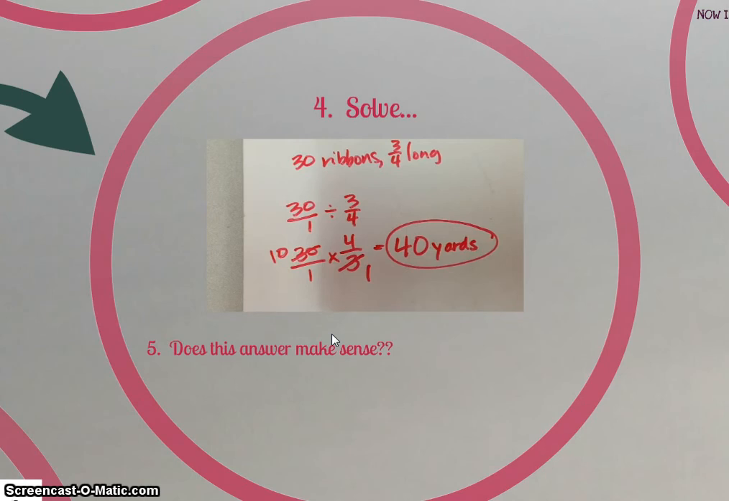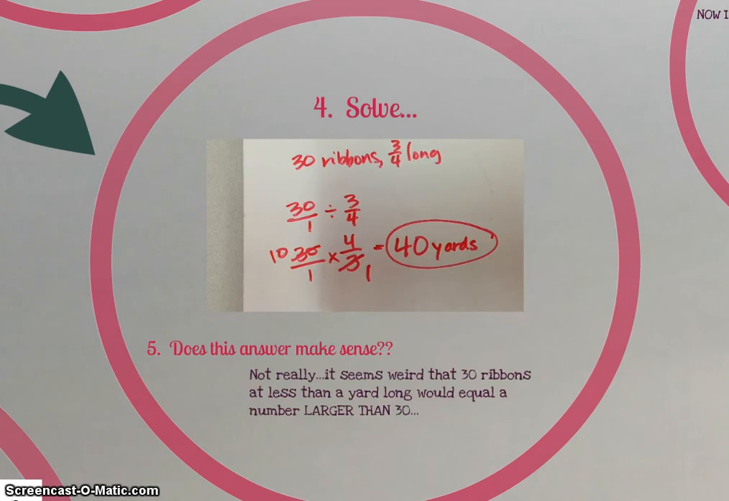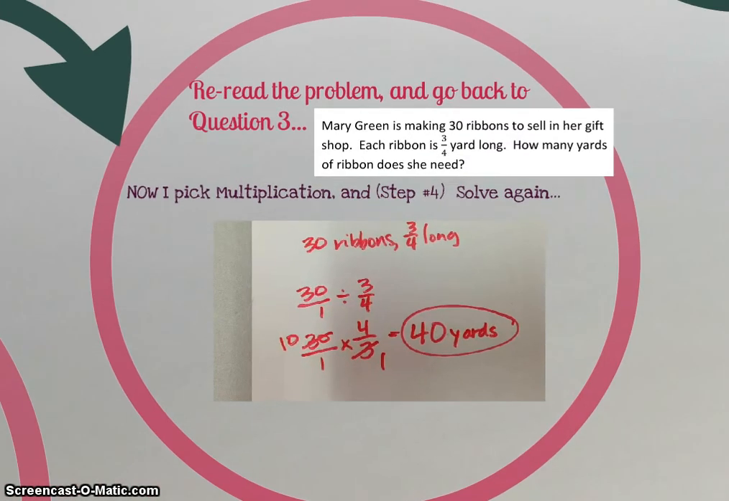Does this answer make sense? Does it seem weird to you that 30 ribbons at less than a yard long will equal a number larger than 30? It feels to me like my answer should be smaller than 30, right? If I had 30 ribbons and they were each 3/4 long and I laid them end to end, I would have less than 30 yards. So it's weird that my answer is 40 yards. Okay, so I'm not going to panic. I'm just going to go back. I'm going to reread my problem, go back to question 3, and now I'm going to pick multiplication.